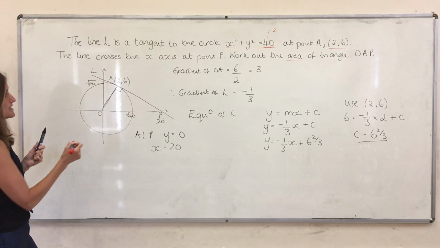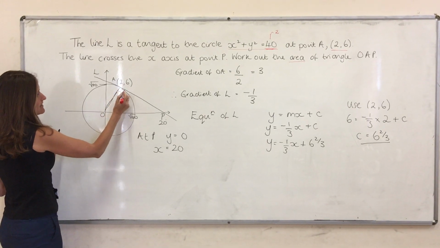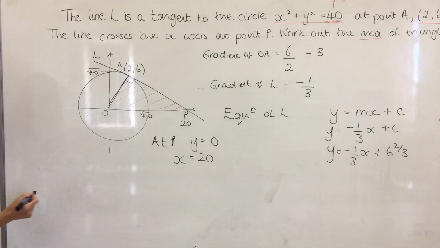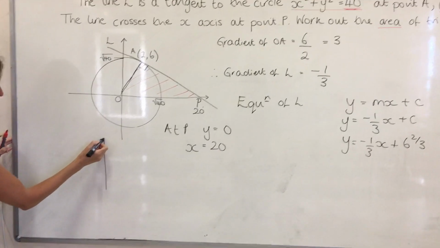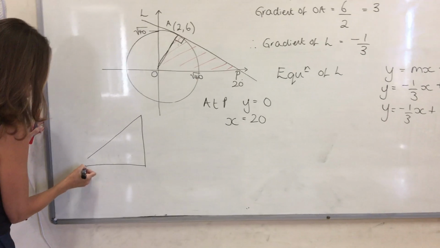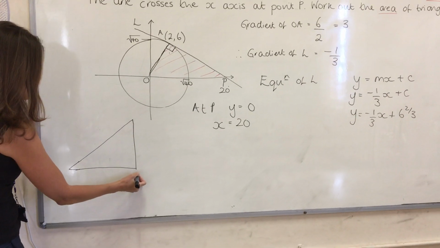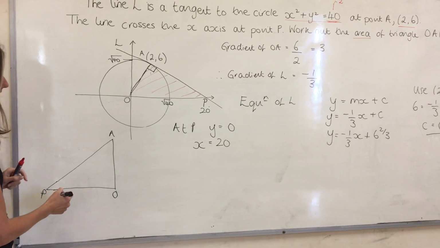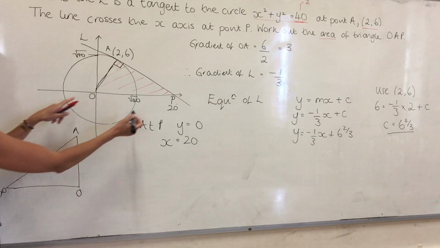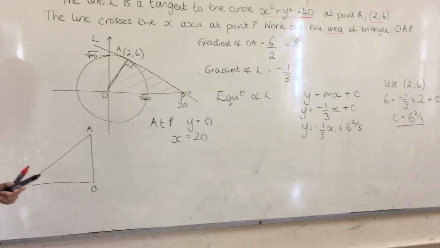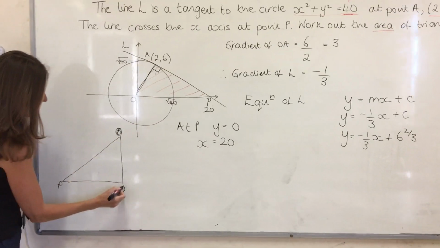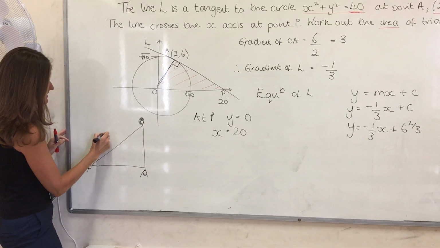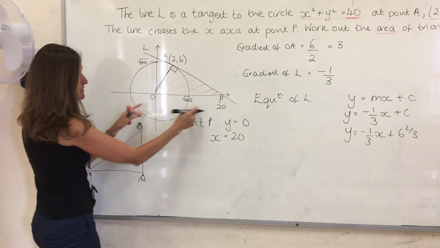The last part wants me to find the area of this triangle here, OAP. So I'm just going to draw OAP down here so you can have a little look at it, not on our diagram. It makes it much clearer. I make that O, that A, and this P. I know that O to P is actually 20, 20 across here.